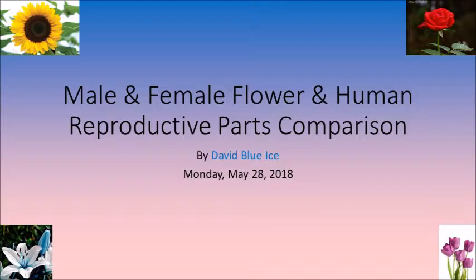Male and female flower and human reproductive parts comparison by David Blue Eyes, Monday, May 28, 2018. The picture at the top left shows a sunflower. The picture at the top right shows a red rose. The picture at the bottom left shows a blue and white lily. And the picture at the bottom right shows some purple tulips.